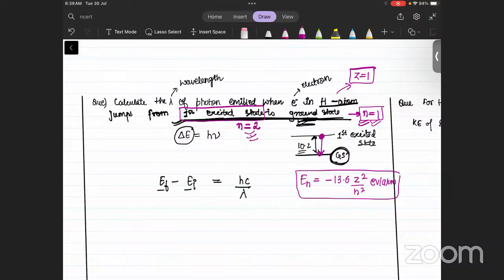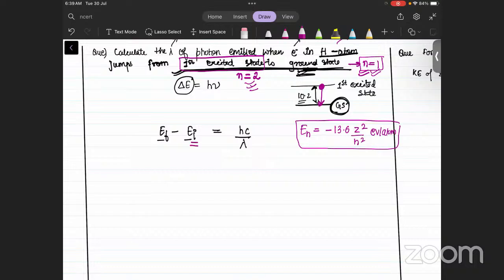So, initially, where was the electron? First excited state. So here the value of n you will have to keep as 2, and for this one you will have to keep the value of n equals to 1. Then just calculate the difference, right?